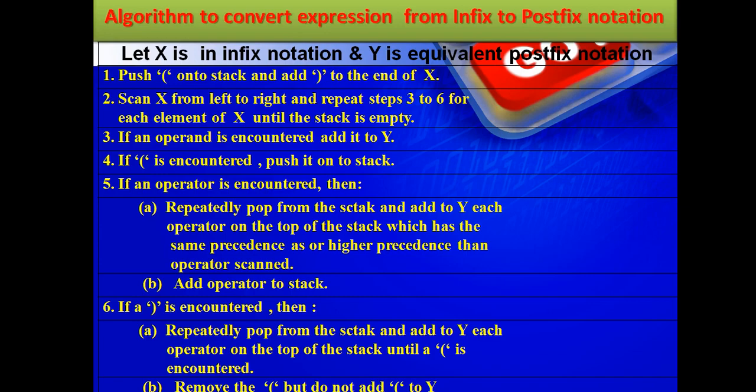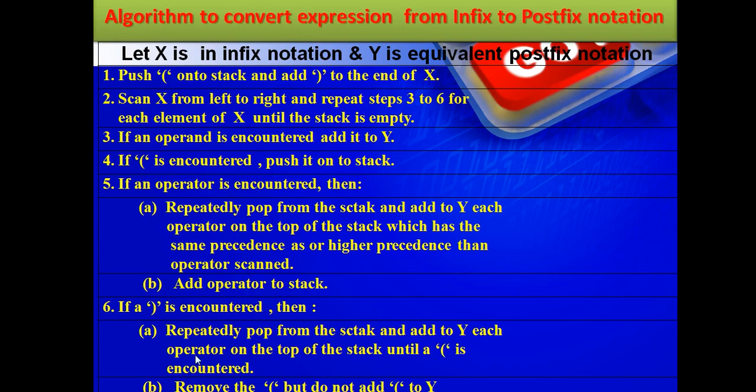Hope you understood. Now the sixth step: if it is a right parenthesis, what is that now? Repeatedly pop from the stack and add to Y each operator on the top of the stack until a left parenthesis is encountered. Here you have to apply that. Clear? Whenever you get a right parenthesis, go on popping from the stack whatever is present, and keep on adding into Y. Until the first left parenthesis, that also you pop, but you don't print it.